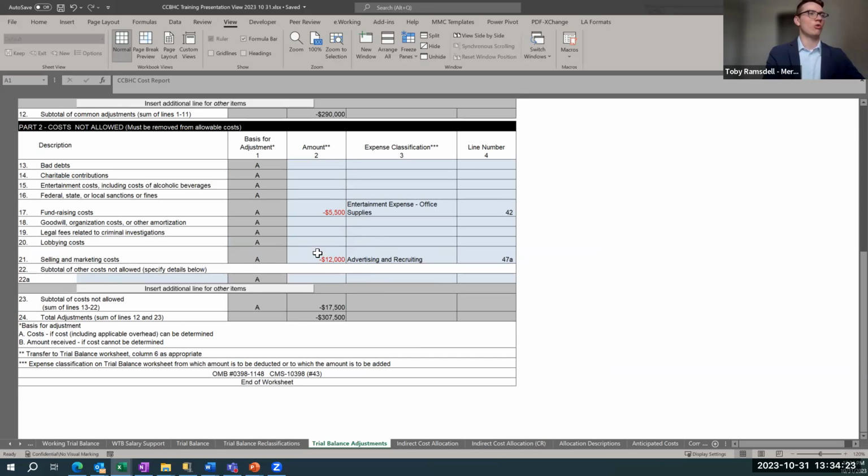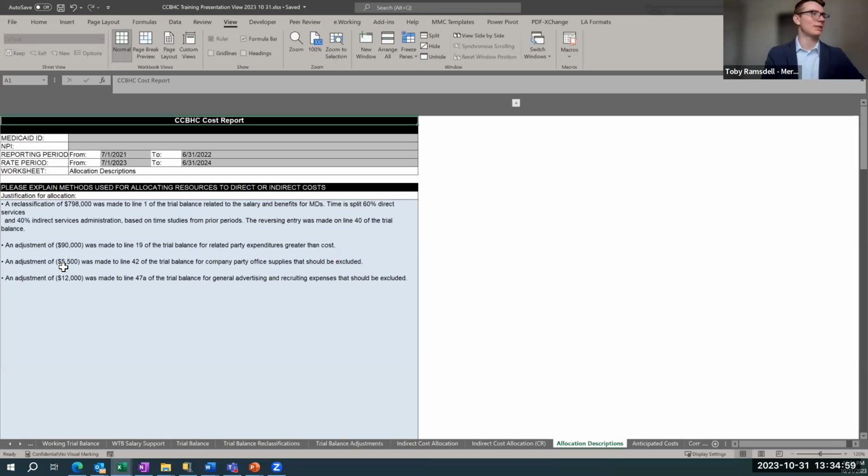Another example of this is advertising and recruiting. So let's say I incurred $12,000 of advertising costs for the year. Those costs are unallowable and need to be removed from the cost report per CMS cost reporting principles and the CFR Part 75. So advertising and marketing costs generally are unallowable, and I will remove those costs from my cost report so that they aren't paid out through CMS and through Medicaid as part of the PPS rate.